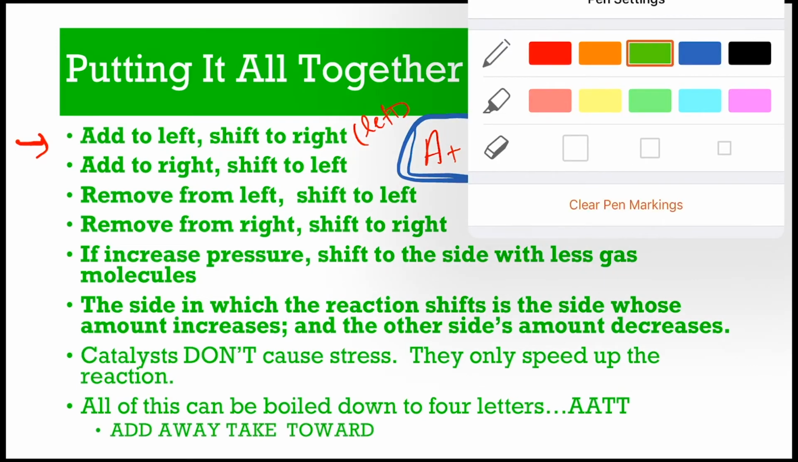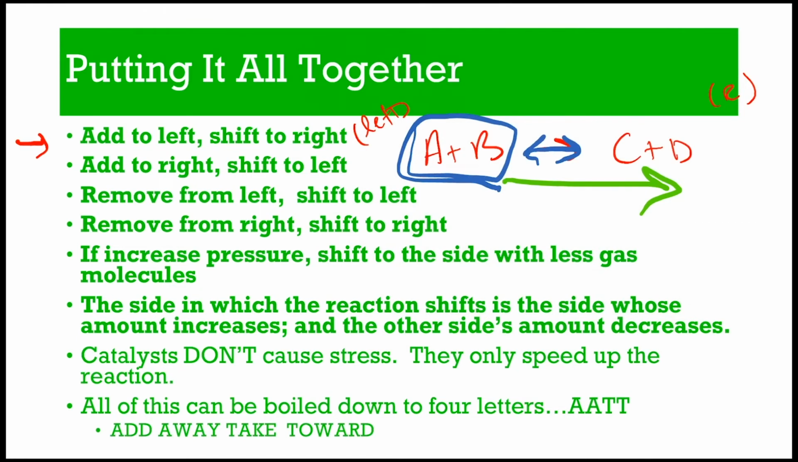And so, like we said earlier, those three stresses are concentration, temperature, and pressure, but these bullets really just focus on concentration and temperature. So basically, if we're adding heat or temperature to the left, this reaction is going to shift to the right. So that's one example.